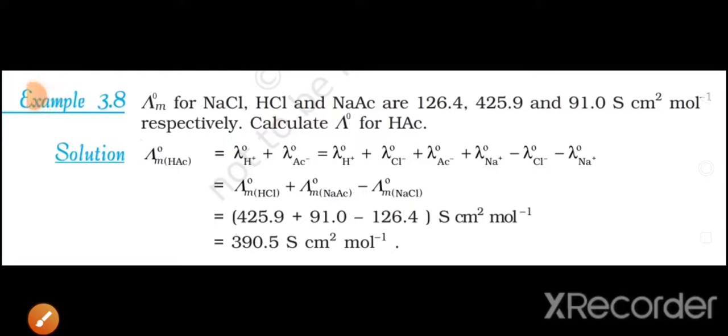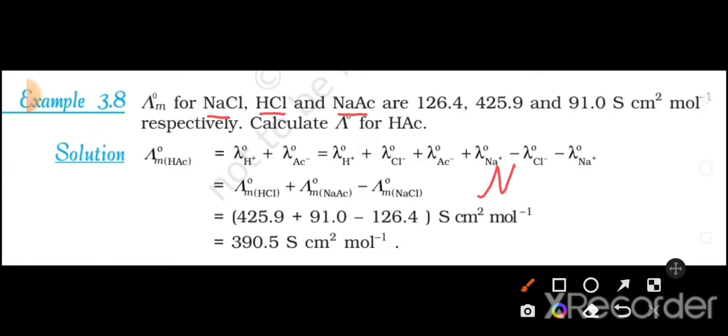Now let us do a problem, example 3.8, which is there in the textbook. This question is based on the application of Kohlrausch law. Now let us read out the problem: lambda m naught value for NaCl, HCl and for the NaAc. What is NaAc? That is sodium acetate. Now how do we write the formula for sodium acetate? That is CH3COONa. This is the formula for sodium acetate.